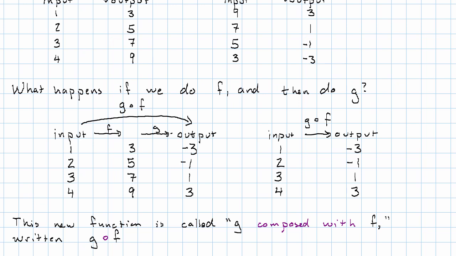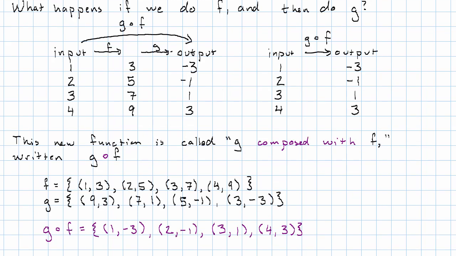Just as we could see our original functions as sets of ordered pairs, we can, if we like, also see this new function as a set of ordered pairs. While we can think of the composite function as also a set of ordered pairs, it's much easier to see the connection when we think of the function as one of these input-output tables.